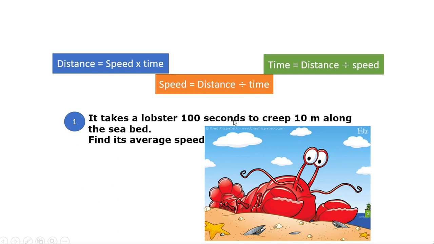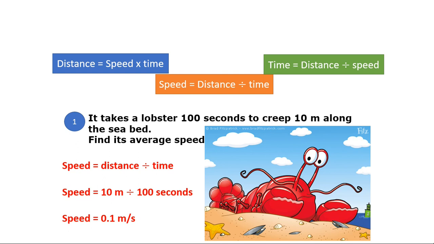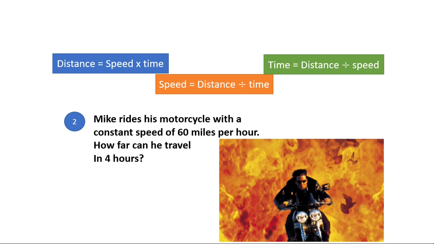So the distance that is gone is 10 meters. The time it took was 100 seconds. So I need to do 10 meters divided by 100, or 10 divided by 100, giving me the speed as 0.1 meters per second. The units here are really important. The units are built from the question. So we knew from the question it was seconds and meters. So we would have to use meters per second. 0.1 meters per second.